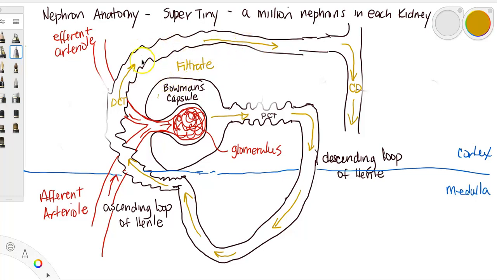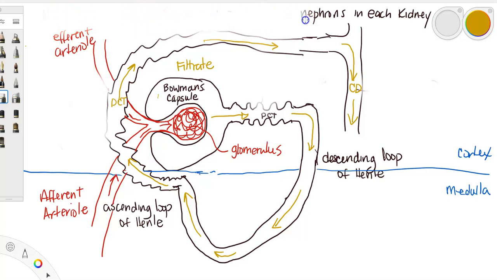Okay, so let's trace the blood supply here. So I am going to erase the words nephron anatomy in this here because we don't really need that at the moment. Okay, so we know this is the afferent arteriole. This is where blood enters the kidney.